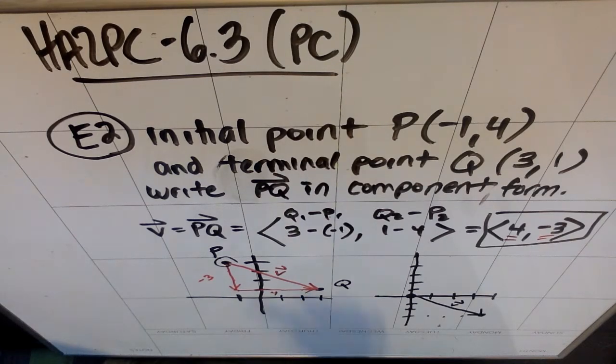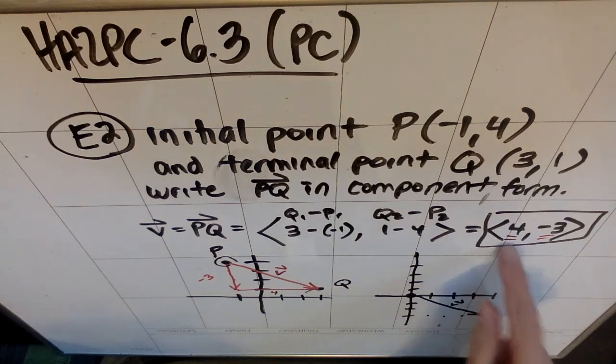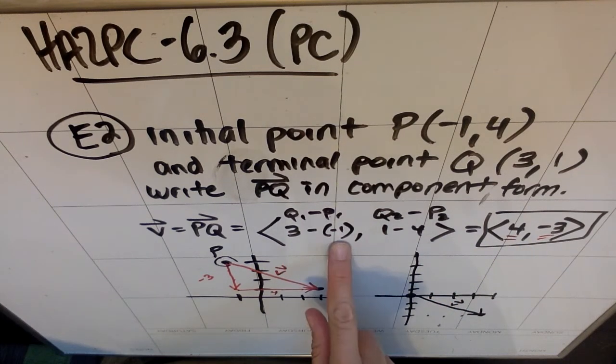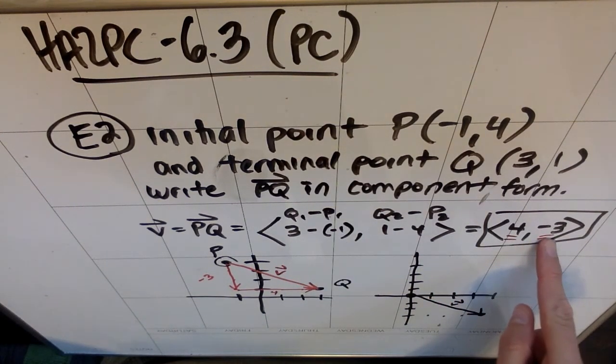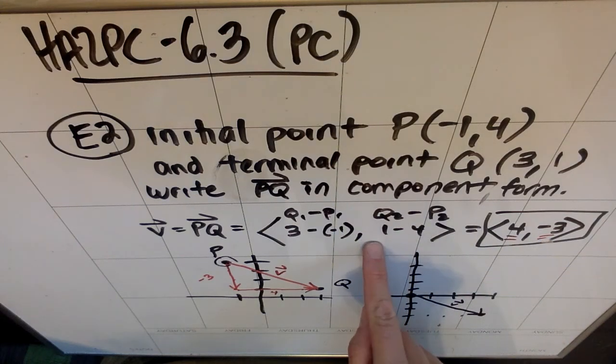So it's like you physically took this vector and moved it into standard position, and that's the idea. But again, the short way to get component form is that the horizontal component is really just the x-coordinates, so you do the ending x minus the starting x. And the vertical component is really just the difference between the y's, so you do the ending y minus the starting y. That's the gist of how it works.